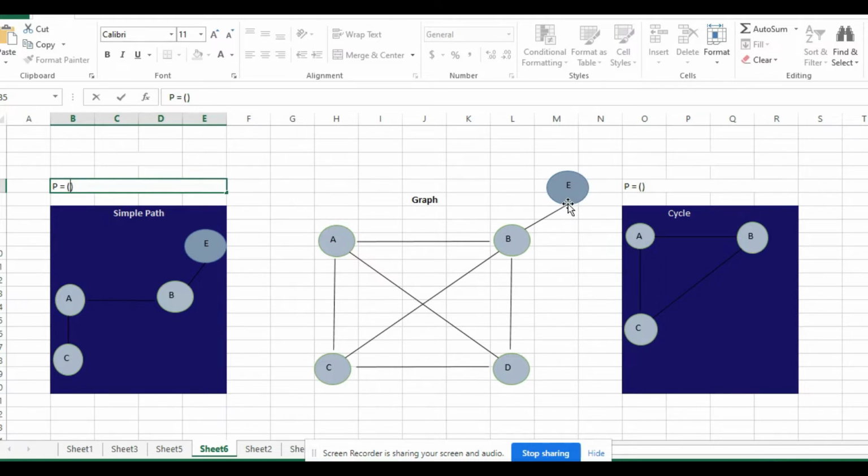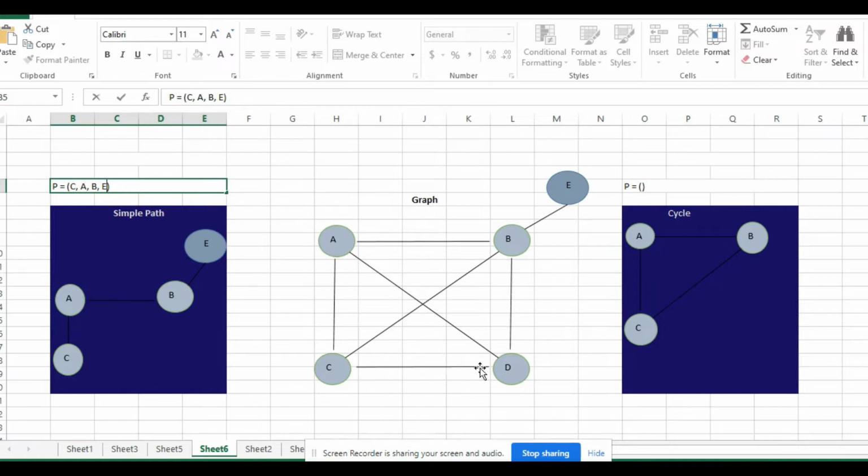So while moving around or traveling in this particular graph, we are actually going through a sequence of vertices, right? So this sequence of vertices is actually forming a path for you. So in this case, the path is CABE. So we can write P is equal to, within first bracket, C comma A comma B comma E. So CABE is a path for this graph.